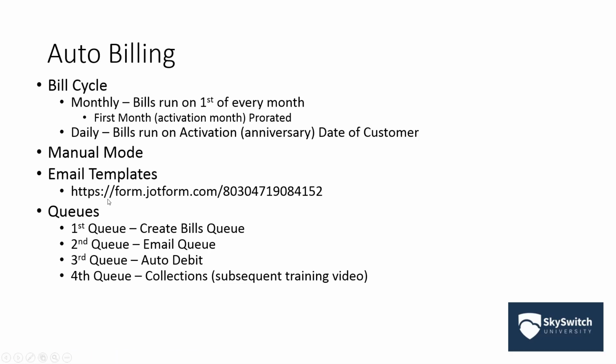Okay, so again, when we set up auto billing, there's 3 queues. We set up your create bills queue, which creates your bills for you automatically. So if you have a monthly bill cycle, on the first of every month, the system's going to create those bills. Secondly, those flow over into an email queue, and that's why you fill out the email templates, and the email queue is going to run, and it's going to send out an email with the bill attached as a PDF. And then the third queue will be your auto debit queue.